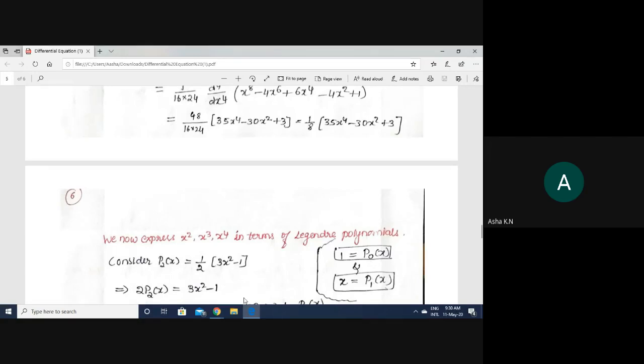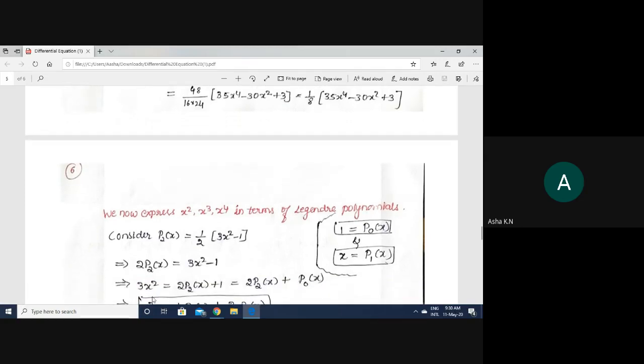So what am I doing? Cross multiply: 2 into P2 of x is equal to 3x square minus 1. Then we want x square, remember, so you take minus 1 to the other side. Yes, minus 1 I have taken here. So 2 P2 of x plus 1. Then we need x square, so 3 comes to the denominator.